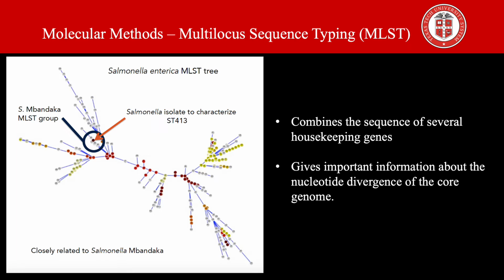So then we have the multilocus sequence typing, also known as the MLST. This is a typing method that combines the sequencing of several housekeeping genes. Remember, we already talked about what molecular typing is. The MLST has been designed to analyze and compare genetic variation in a worldwide collection of bacterial pathogens. It gives important information about the nucleotide divergence of the core genome, the clonal origin of one group of strains, the recombination rate, and the phylogenetic relationship among strains.